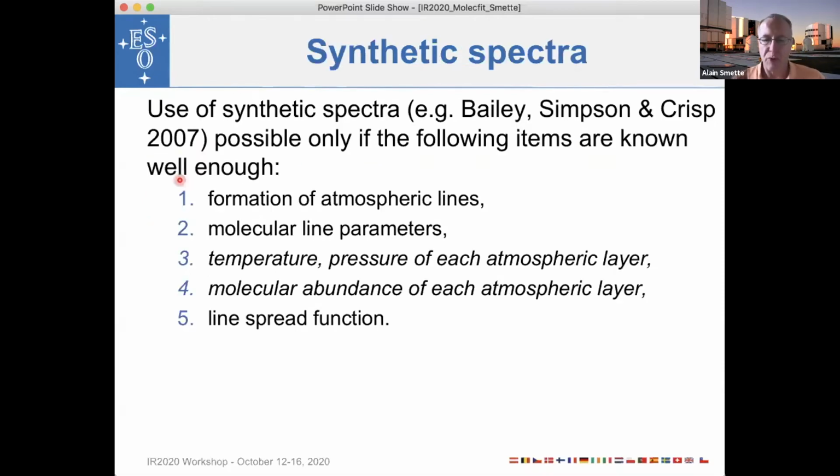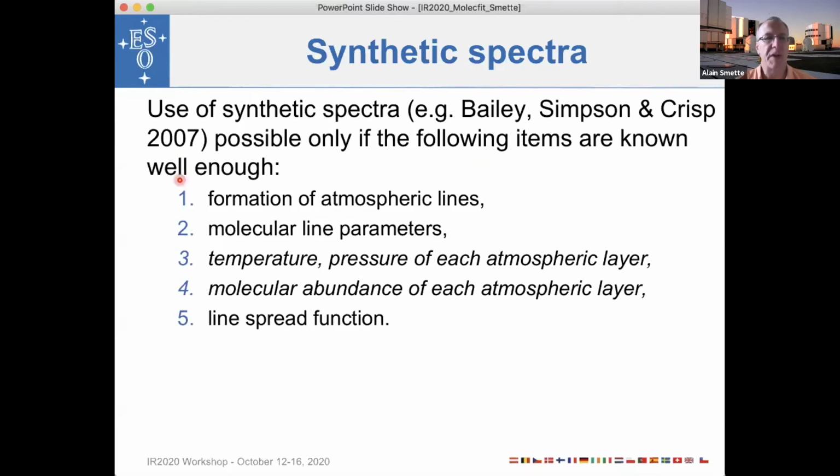have a good synthetic spectrum. So Molecfit is not the first tool to aim to try to get a synthetic spectrum. And basically, we need to have a number of items quite well known.